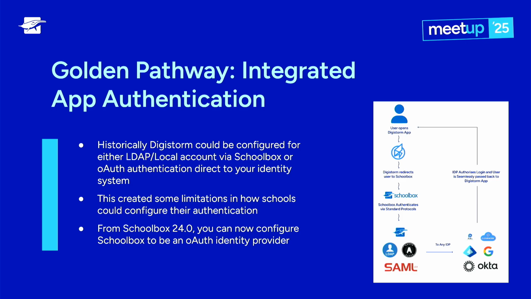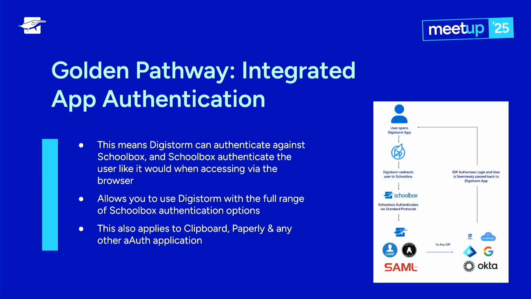So this diagram here shows an example using Digistorm. This is actually the legacy way that Digistorm had to authenticate. So the user would go to Digistorm, Digistorm would then authenticate the user and then pass that through to Schoolbox. And on this slide here, it shows how you can use Schoolbox as the authentication method, and that passes back into Digistorm, being our example app.